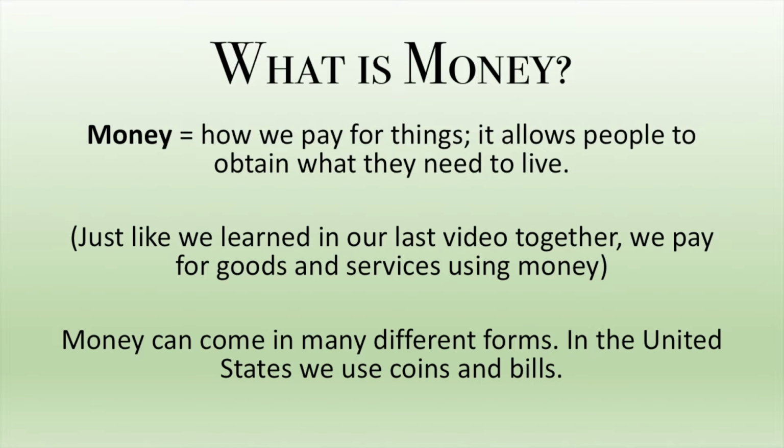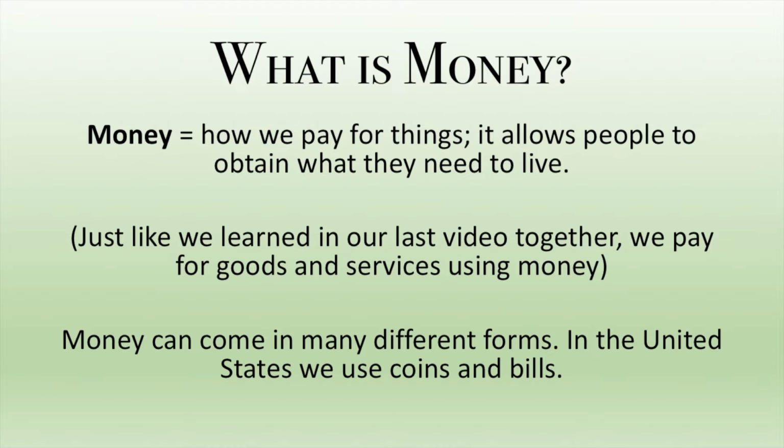So, let's turn back to what we did yesterday. Let's talk about what is money. So money is how we pay for things. It allows people to obtain, which means to get, what they need to live. Just like we learned in our last video together, we pay for goods and services using money. Money can come in many different forms. In the United States, however, we use coins and bills.